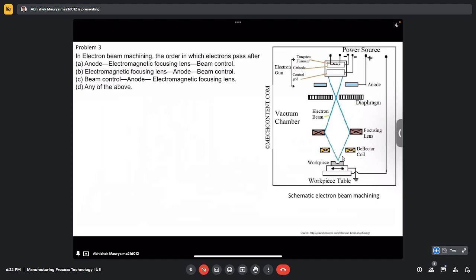So here I am showing a schematic of electron beam machining. Here we can see this is the location where electrons get produced. Basically, that is called the cathode. You might already be aware of cathode rays.